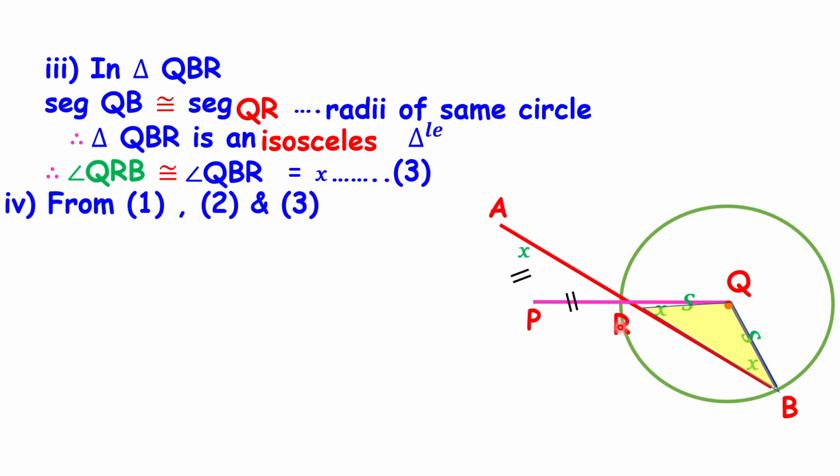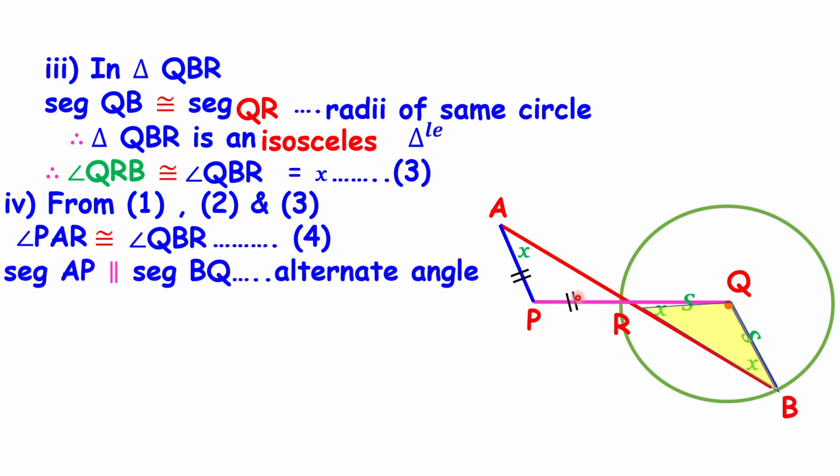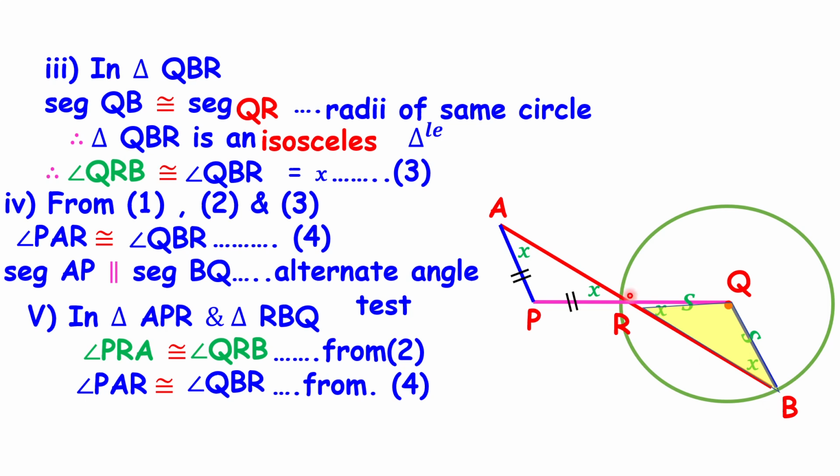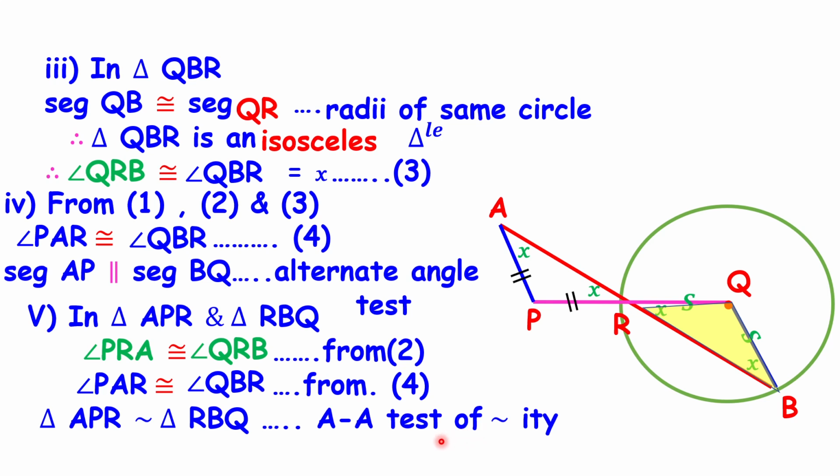From 1, 2 and 3, angle PAR is congruent to angle QBR. Therefore, in triangle PAR and triangle RBQ, angle PRA is congruent to angle QRB because these are vertically opposite angles. That means from 2. Also angle PAR is congruent to angle QBR from 4. Therefore, these two triangles are similar by the test of similarity.